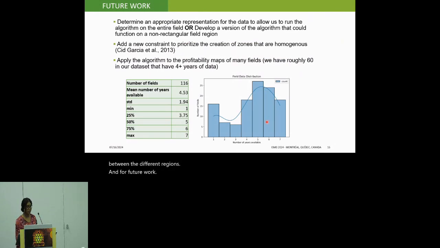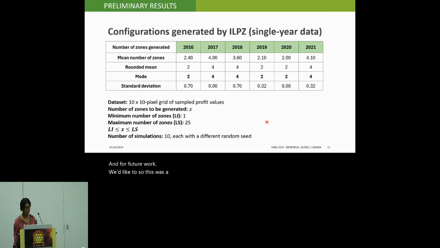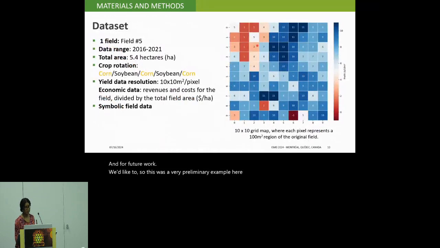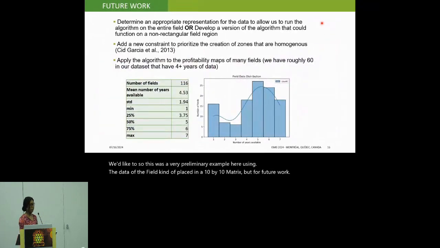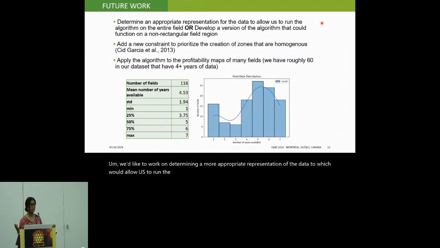And for future work, this was a very preliminary example using the data of the field placed in a 10 by 10 matrix. But for future work, we'd like to work on determining a more appropriate representation of the data which would allow us to run the algorithm on an entire field. So maybe we could potentially run it on multiple rectangles and combine them, or maybe do something like a max pooling to dampen the signal that we get in the yield map.